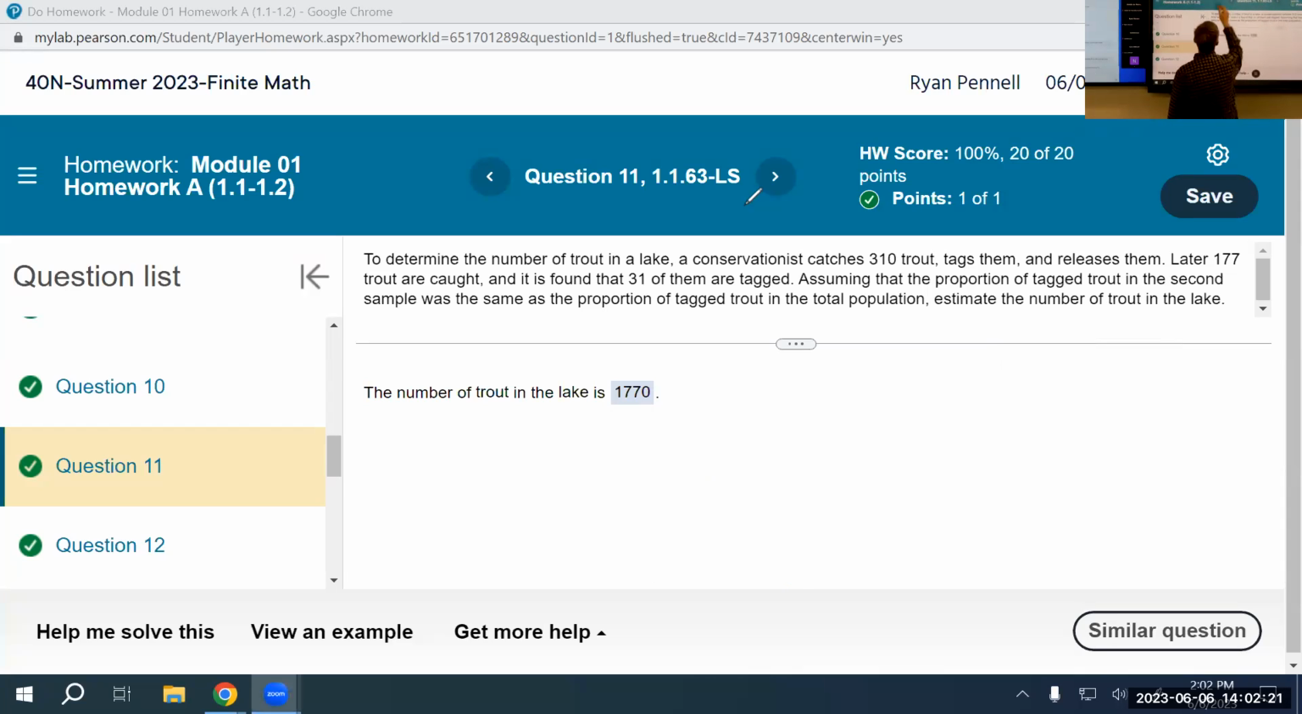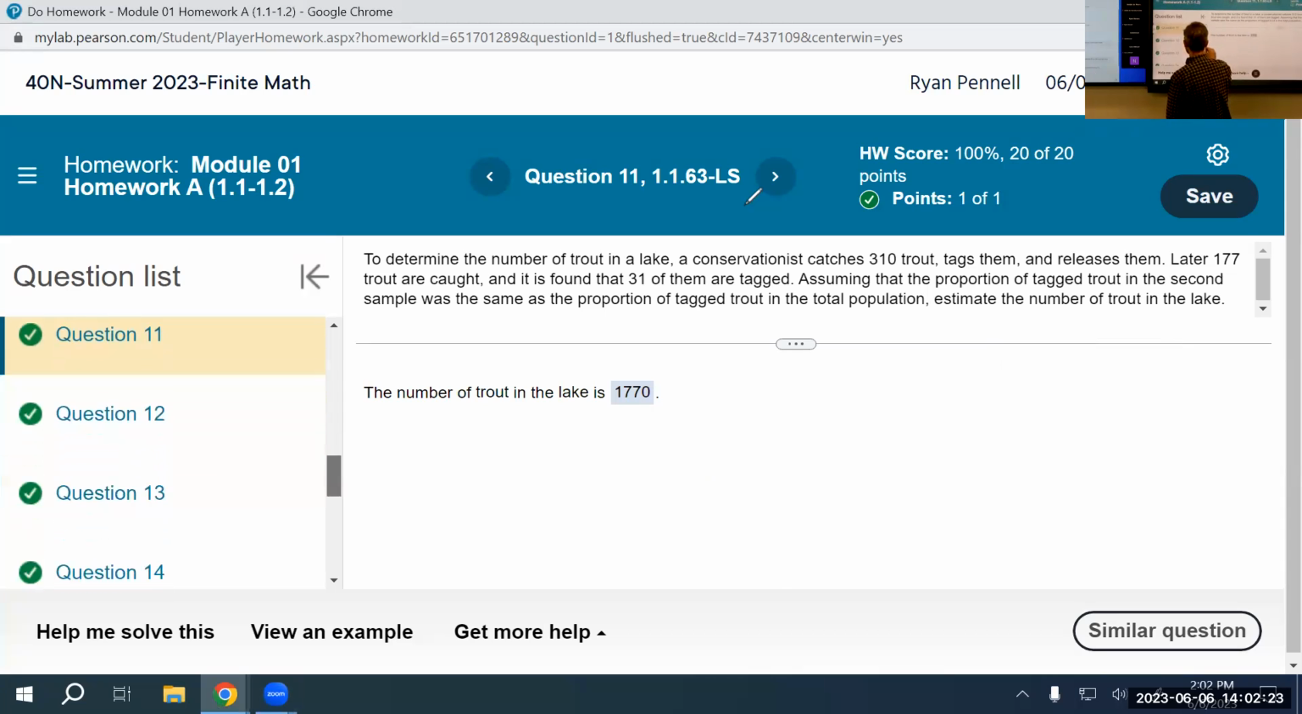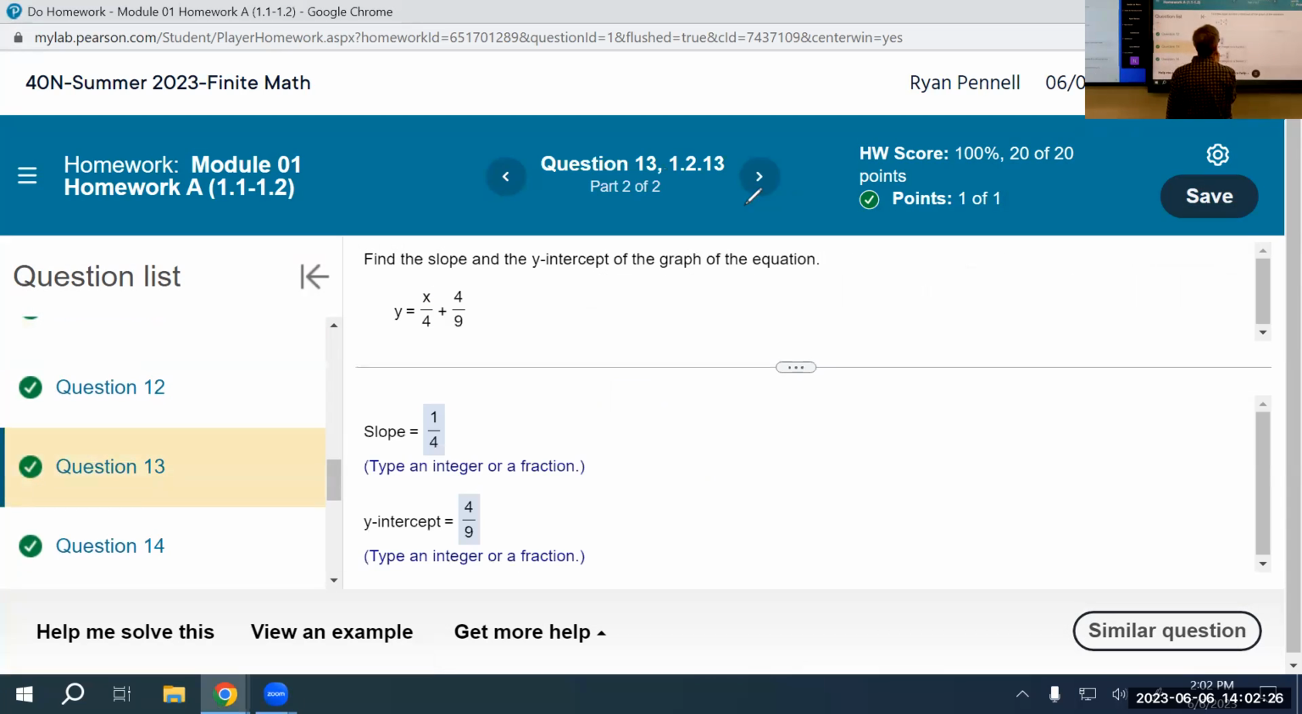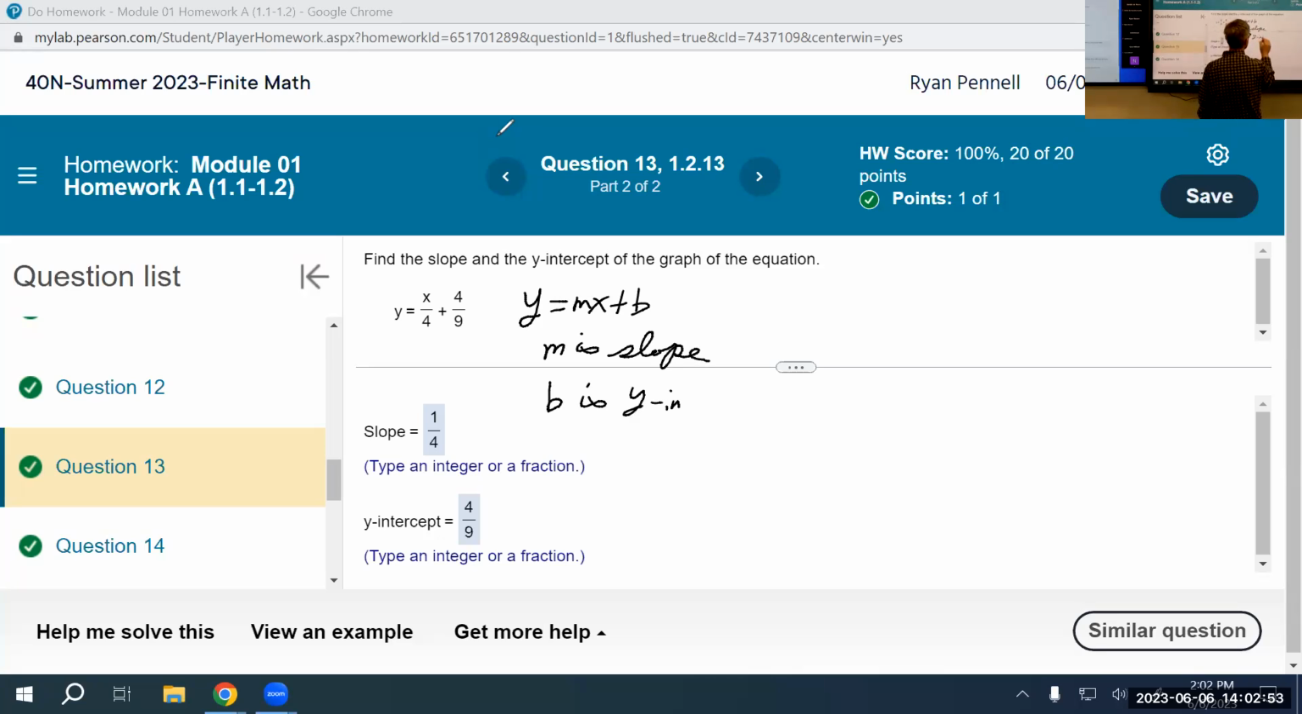I think we've got time for one more at least. Let's see what 13 brings us. Oh, it's an easy one. Might have time for another one too. Okay. Find the slope and the y-intercept of the graph of the equation y equals x over 4 plus 4 over 9. Well, if you recall, y equals mx plus b, where m is slope and b is the y-intercept, then you already know the answer.